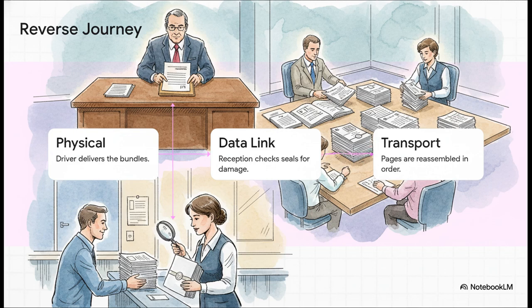First, the driver physically hands over the boxes at the physical layer. Then, reception checks those tamper-evident seals at the data link layer. After that, the bundles are opened and meticulously reassembled into order at the transport layer. This flows all the way up the chain until a perfectly readable, fully assembled English document lands right on the boss's desk at the application layer.